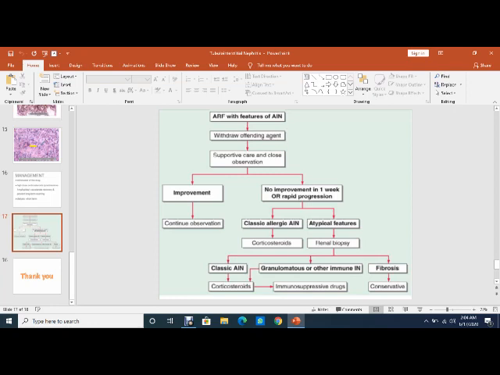The treatment of CKD, as you know, is conservative: fluid intake and output monitoring, salt restriction, a low protein diet, and a low phosphate diet. So we should treat these patients conservatively. So this is all about tubulointerstitial nephritis. Thank you very much.